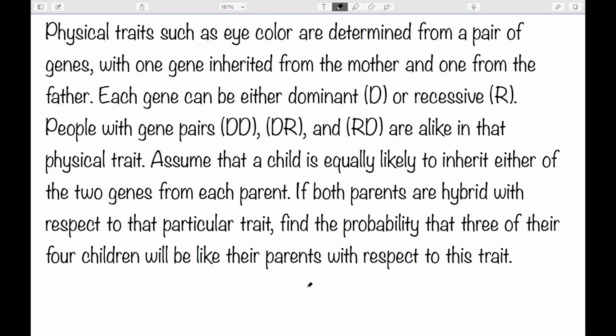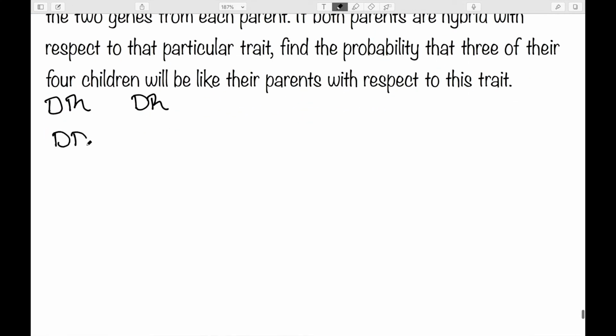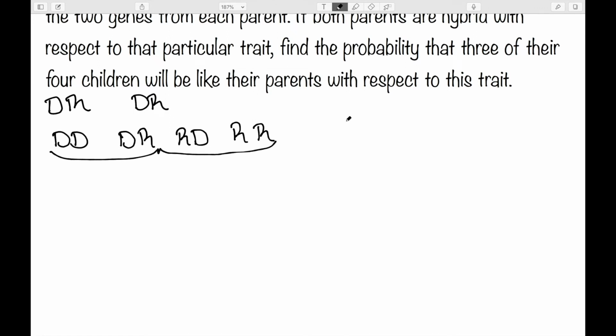So the idea of hybrid means that each parent is going to be DR or RD, although these do function similarly. So we're going to assume both parents are DR. This tells us that the possible children would be DD, a D from the first parent and R from the second, R from the first parent, D from the second, or an R from each. So my probability of success, there are 3 that are alike out of a total of 4. So that's our value for p.